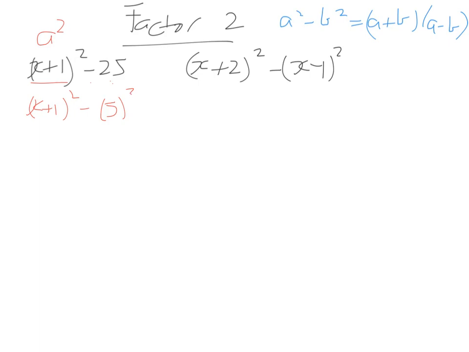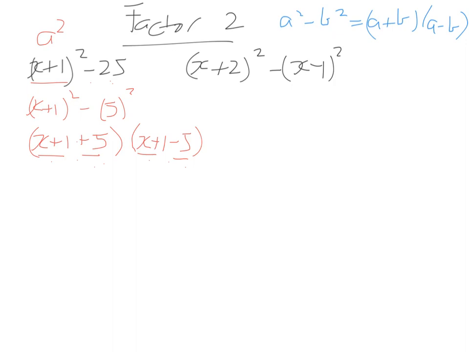And we'll square that. So this becomes x plus 1. Whoops. I'll rewrite this clearer. So this becomes x plus 1 plus 5. That's our a term, that's our b term. And we're going to multiply that by x plus 1 minus 5. Once again, a term, b term, a plus b, a minus b.